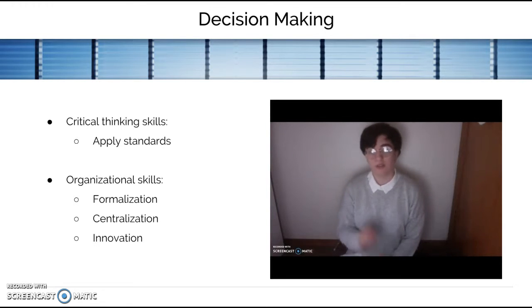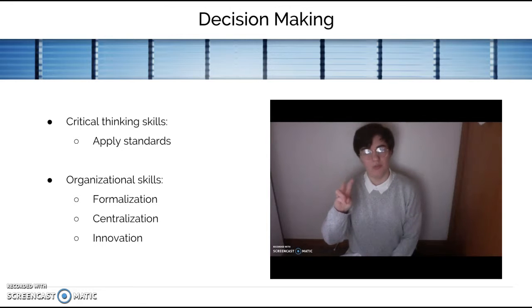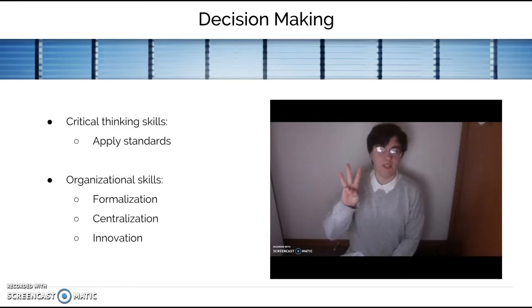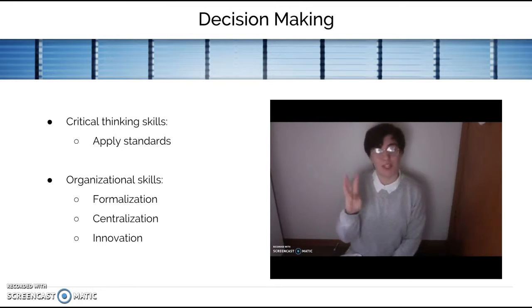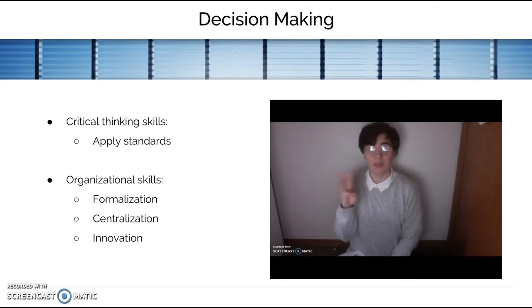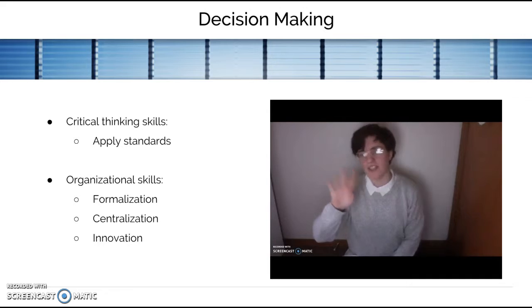Now, there are 3 organizational goals that you should be keeping in mind: formalization, which is 1, centralization, which is 2, and innovation, which is 3. Personally, I believe that innovation should be an important skill in order to make sure that your team knows that you're innovative enough to make these decisions. And now, there are 4 things that I'm going to mention about formalization, centralization, and a little bit about innovation.